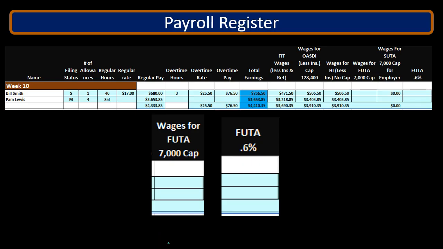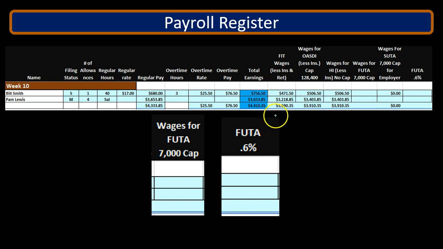We're here on our payroll register where we have our two employees. We have the regular pay, we have the total earnings. And now we're looking for the FUTA earnings, and we want to make sure that we know the difference between the total earnings and the different types of earnings that we could have, or the different adjustments to earnings, in order to use them to calculate our taxes.